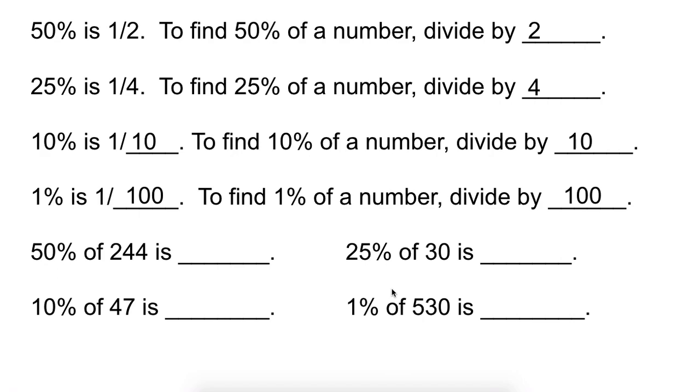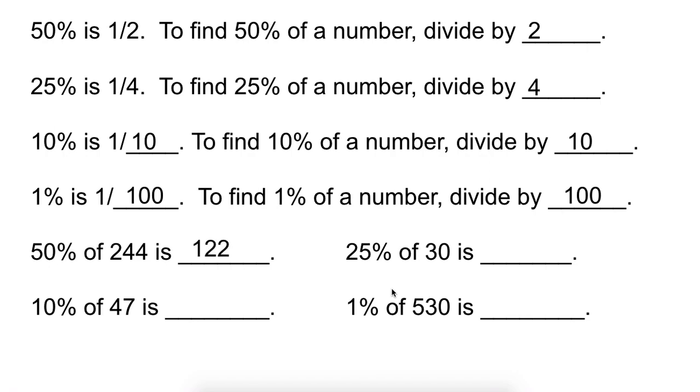Okay, so 50% of 244 is, and again, to find 50%, we divide it by 2. So we just take 244 and divide it by 2. 200 divided by 2 is 100. 44 divided by 2 is 22. So we end up with 122.